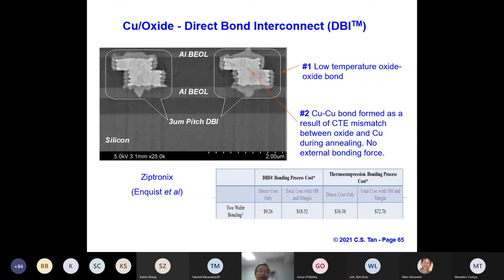After you are done with the oxide-to-oxide bonding, the copper or the metal and the metal are either in contact or not in contact because of the dishing. So there's no bond, or no good bond whatsoever, between the metal and the metal, but the oxide is already bonded. Then in the second step, provided that the oxide-to-oxide bond is strong enough to hold the wafer together, when you do the annealing process, because of the CTE mismatch between oxide and copper, copper would like to expand, but too bad, this copper is being constrained in the damascene trench.